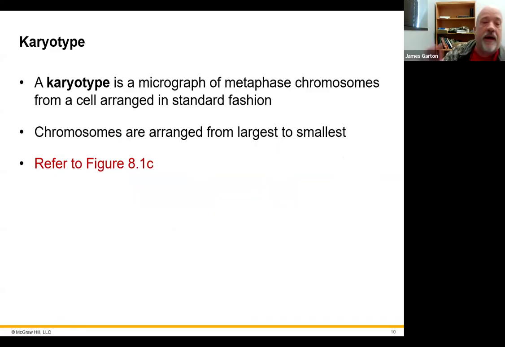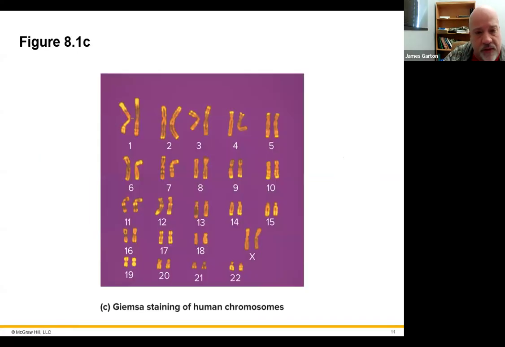Now, for every individual organism, for that matter, for every individual cell, you can make what they call a karyotype. And the karyotype is simply a micrographic picture of all of the chromosomes that you can extract from a cell at a certain stage of the cell cycle. And typically, you extract the chromosomes in metaphase because that is when the chromosomes are the most compact. And so that is when the chromosomes are the most visible with light microscopy.